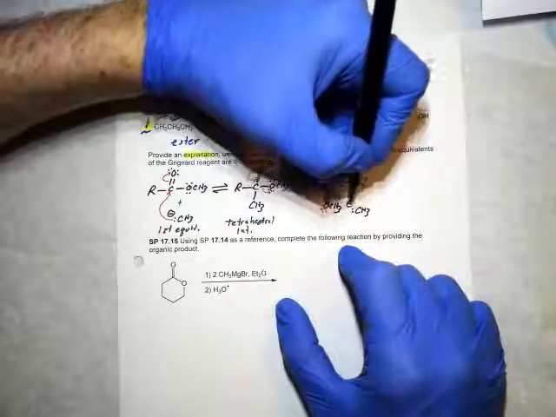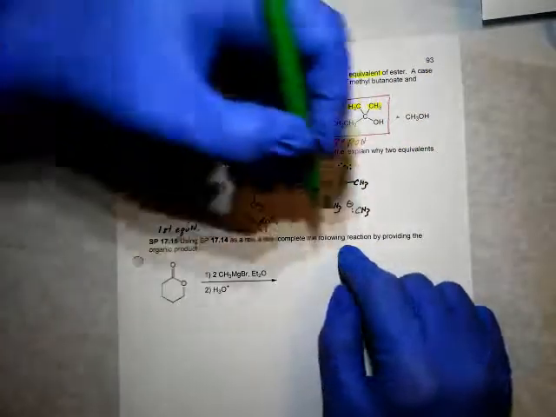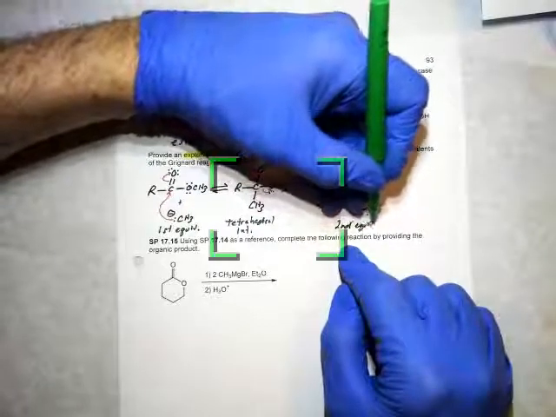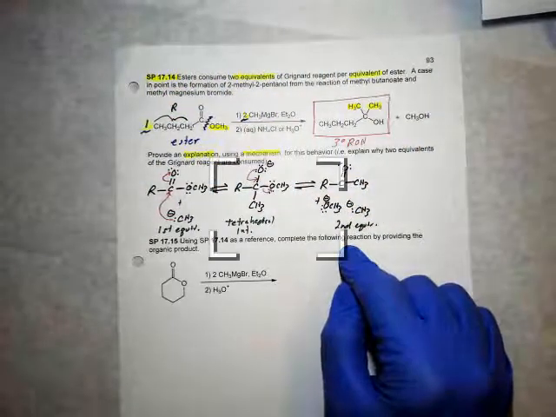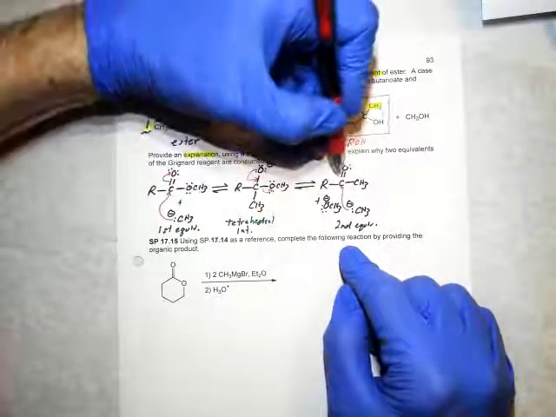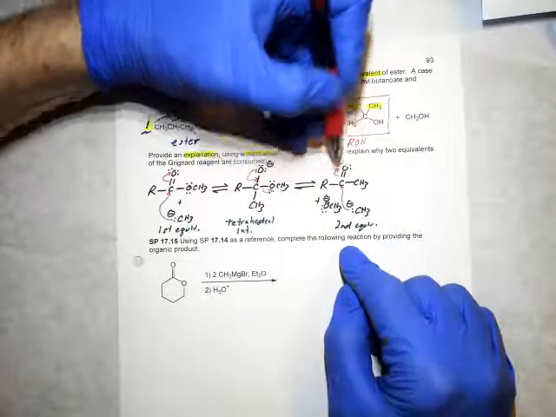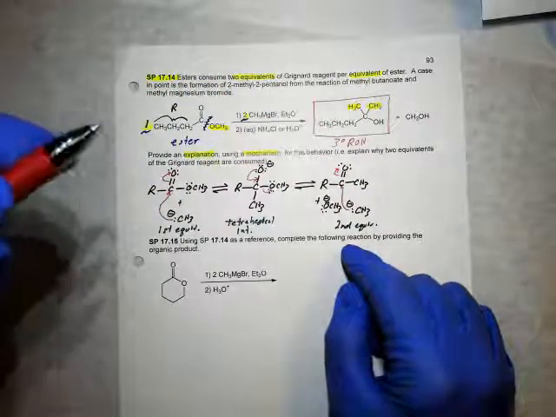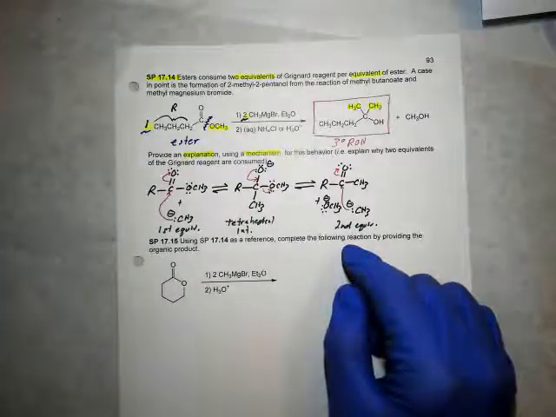Let me just sketch it in. And let me write that down. This is our second equivalent. And in good fashion, it's going to attack this ketone. And what do we learn on page 92 about Grignards reacting with ketones? They produce what kind of products? They produce tertiary alcohols.